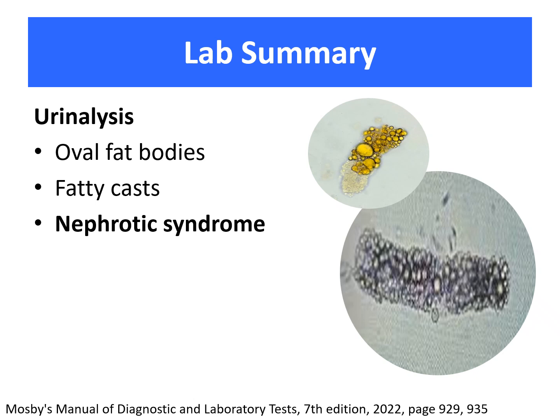The other lab that you could have ordered is a urinalysis. If the urinalysis shows oval fat bodies and fatty casts, this would be pathognomonic for nephrotic syndrome.